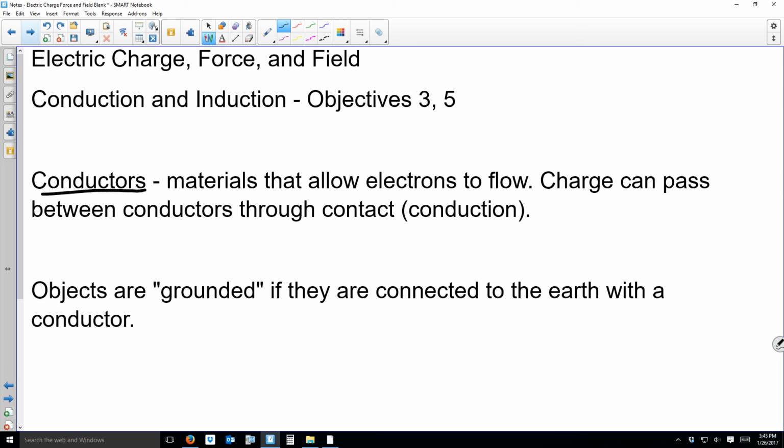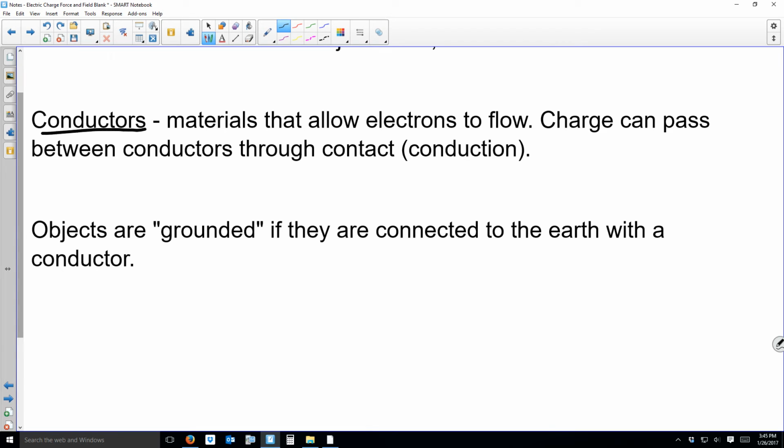And we say that an object is grounded if we actually connect it to the earth with a conductor. If I connect something out of my system to the earth, that lets me lose electrons from it to the earth. If I ground an object, I'm resetting it to neutral. If I ground an object, it becomes neutral.